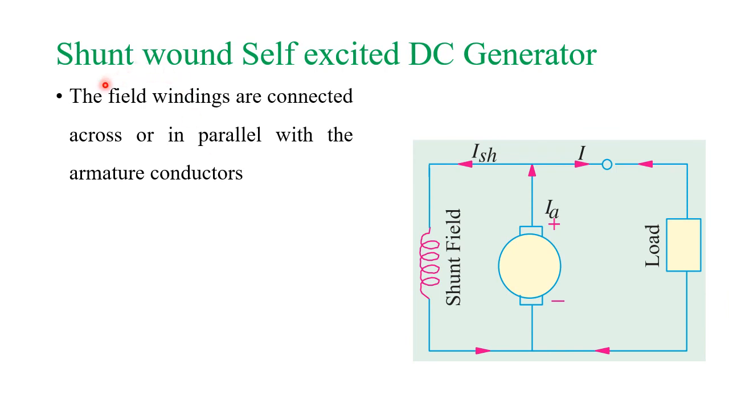The next one is the shunt wound DC generator. Here you can notice in the diagram that the field winding is connected in parallel with the armature winding. That is why it is called a shunt. Shunt means it is connected in parallel. You can notice that there is no separate supply for exciting the field winding, and therefore it is self-excited.